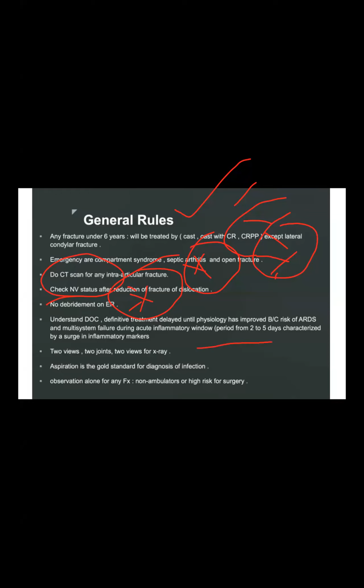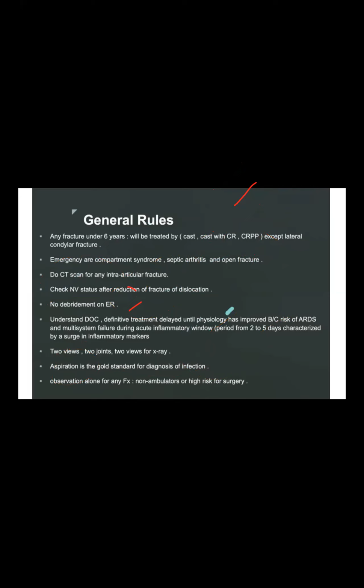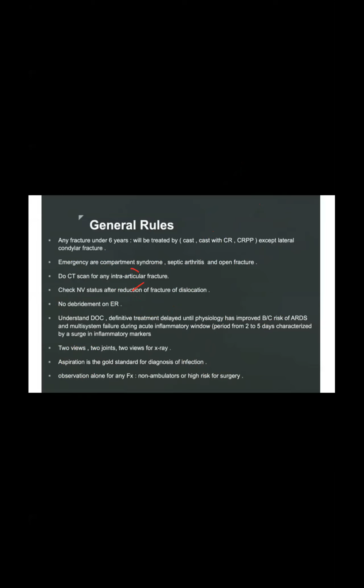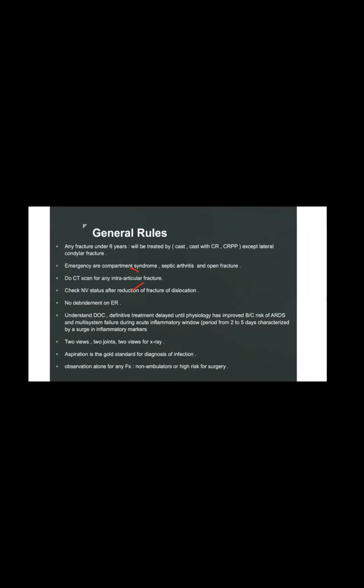Initially, view the X-ray for joint assessment. Then if there are infective signs, the gold standard for infection is aspiration. If the patient is non-ambulatory with high-risk surgery, we have to do observation alone. I will discuss more questions today. If anyone gets one wrong, no issue, because orthopedics is not so easy to remember.